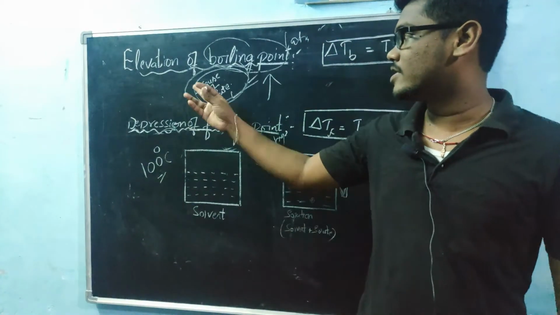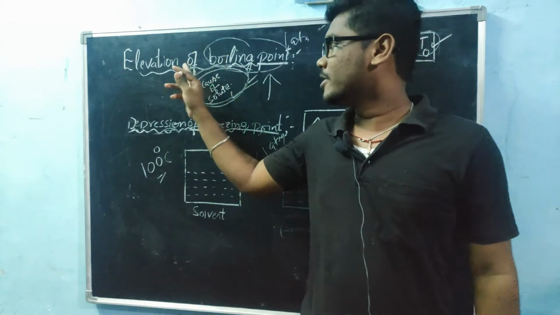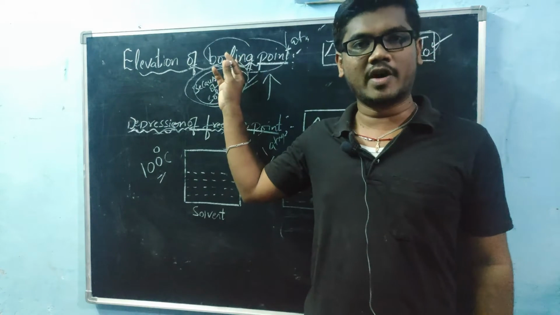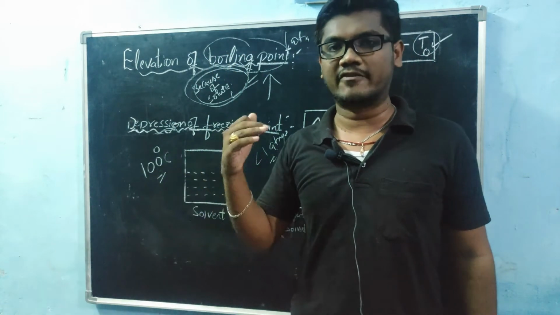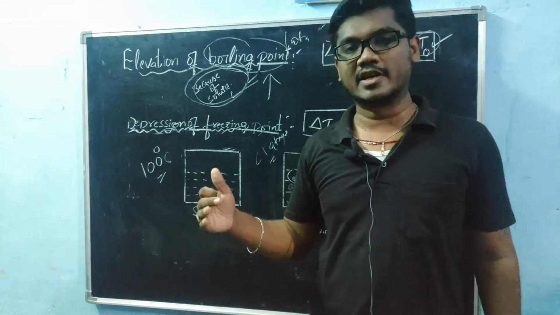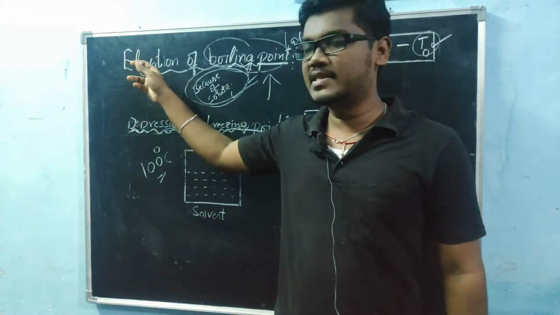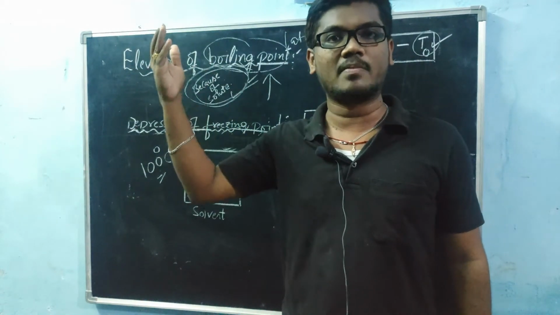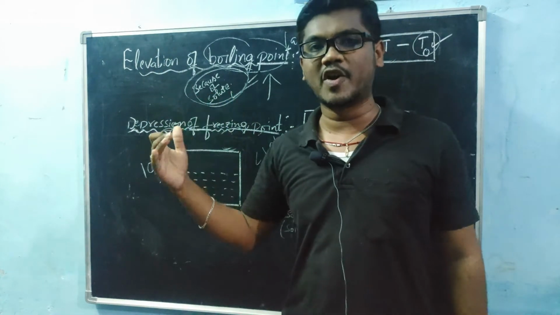Our presentation covers elevation of the boiling point and depression of freezing point. Coming to the first one, elevation of the boiling point. We know the definition of the boiling point is the temperature at which the vapor pressure of the respective solvent or any solution is equal to the atmospheric pressure. But the topic itself represents that there is an elevation, nothing but an increase in the boiling point, because due to the presence of the solute, the boiling point increases.